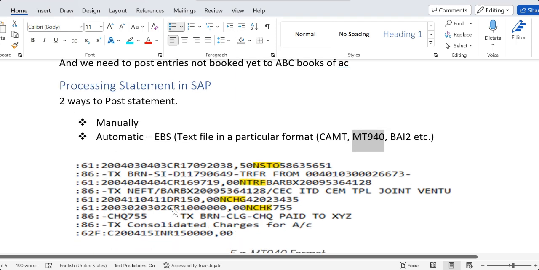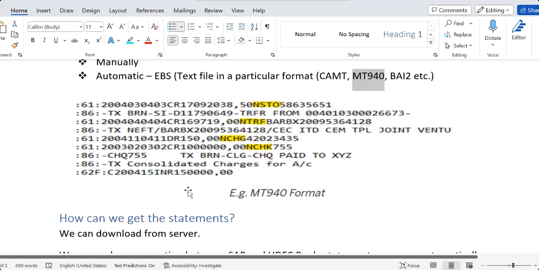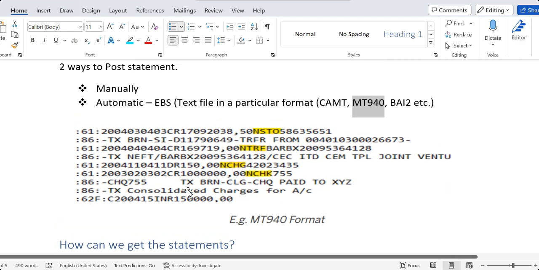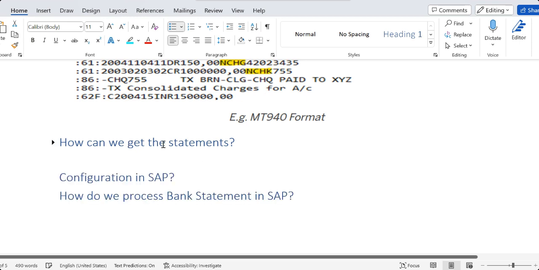So this is an example of MT940. This is a kind of text file. So we are going to receive this text file from the bank, or it could be possible that we can also download it from the bank sites. So again, it depends, right, on how we have integration with the bank. How can we get this statement?